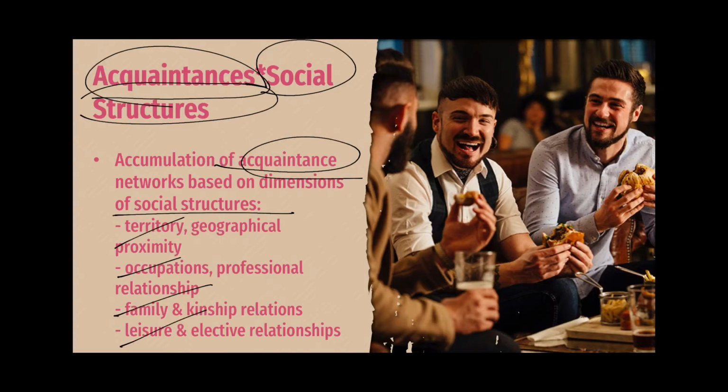And of course, you have your leisure and elective relationships. An example of your elective relationships would be the school organizations that you get into. You will build a lot of acquaintance networks there, right? And of course, your leisure, no? So probably you go to the gym, so you probably know people in the gym.